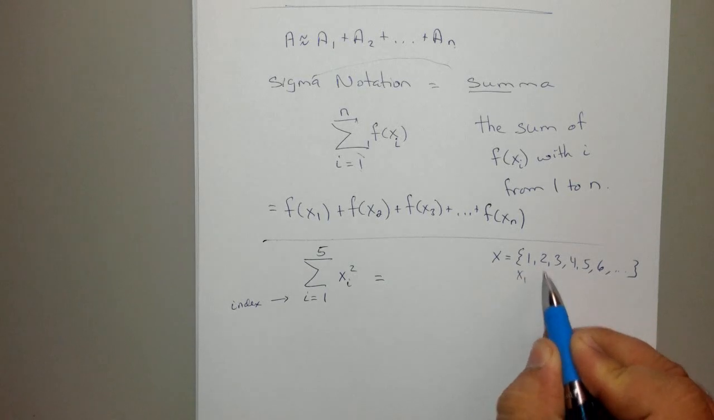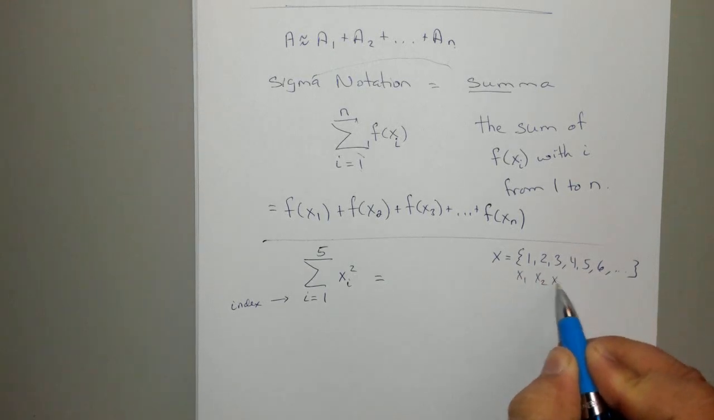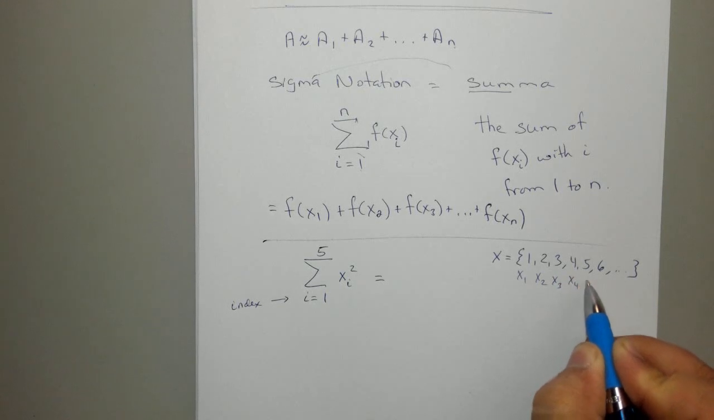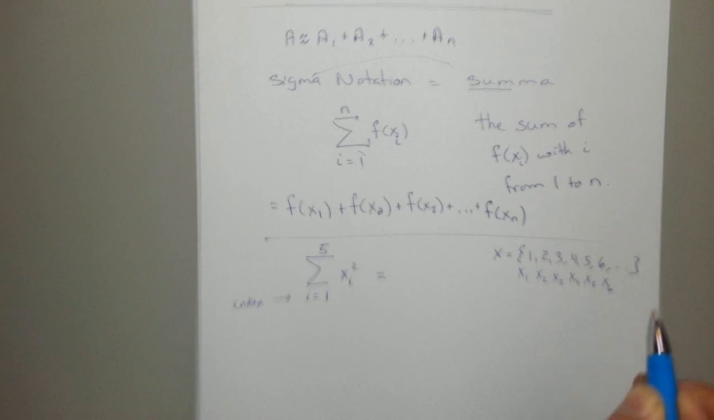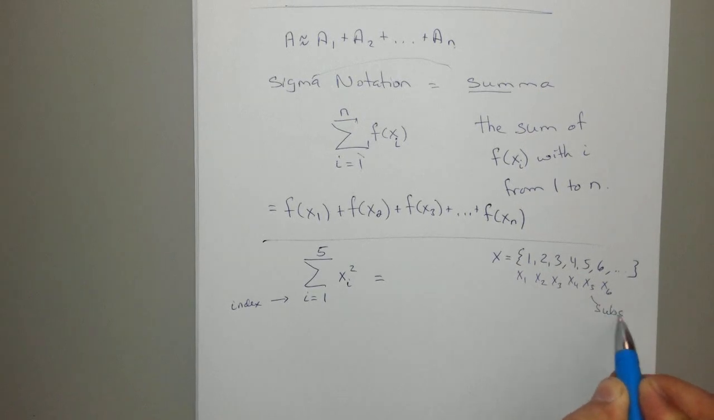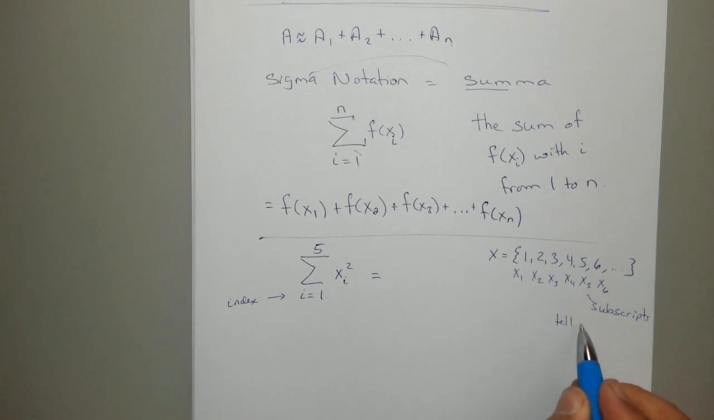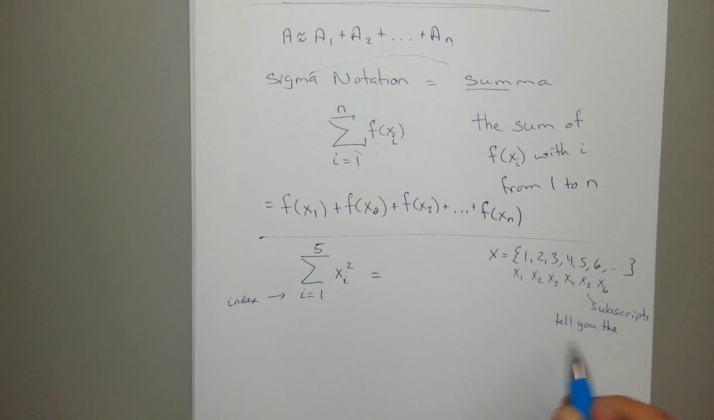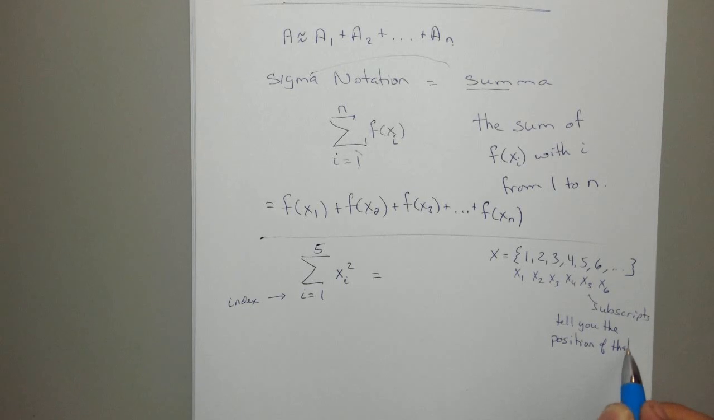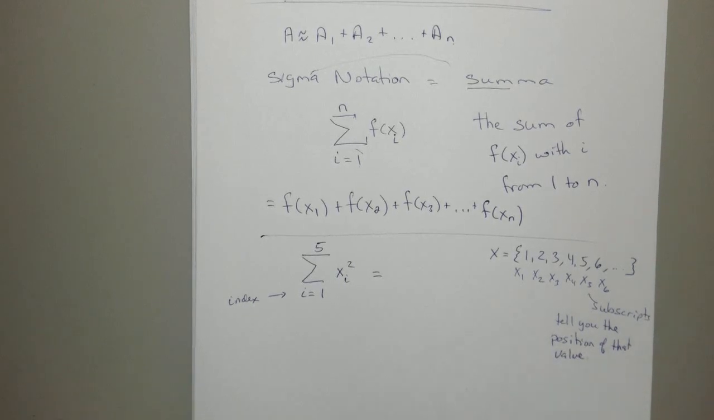This is my data set. This first one is x sub 1. The next one's x sub 2. The third one, x sub 3, and so on and so forth. These are all called subscripts. They tell you the position of that value. So if I ask you for x sub 4, I'm asking for the fourth number in your data set. x sub 2 is the second number in your data set.